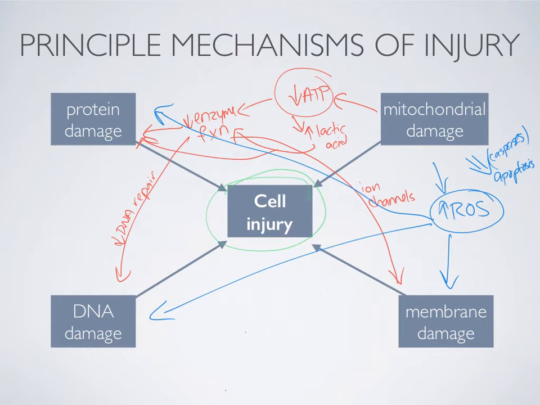They can also cause further damage to the mitochondria. So we're going right back up here. So reactive oxygen species affect all of these aspects of the cell.